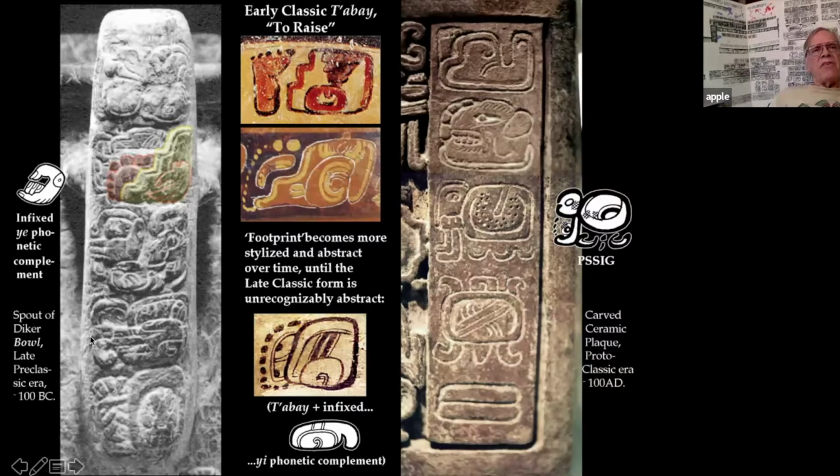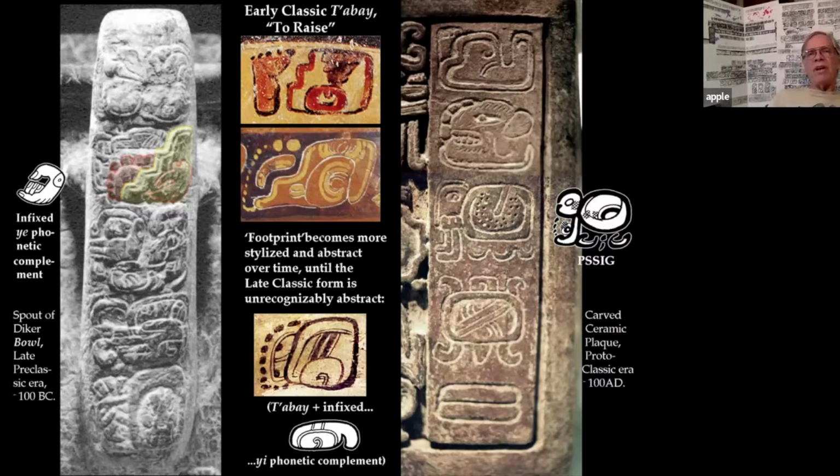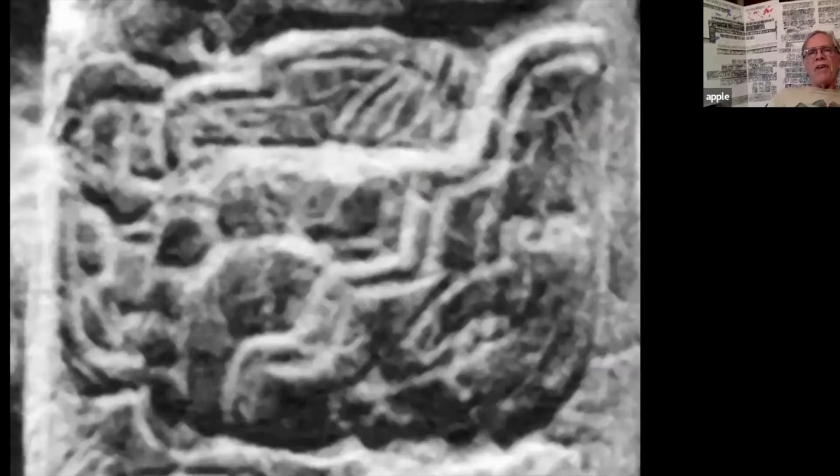So this is, where's the hand? Oh, there's a yay inside the Tabai. So this is a phonetic complement inside the Tabai, and this is a primary standard sequence initial glyph from this plaque that's a protoclassic plaque. I'm just really interested in the way glyphs evolve. I'm interested in paleography. There it is again.